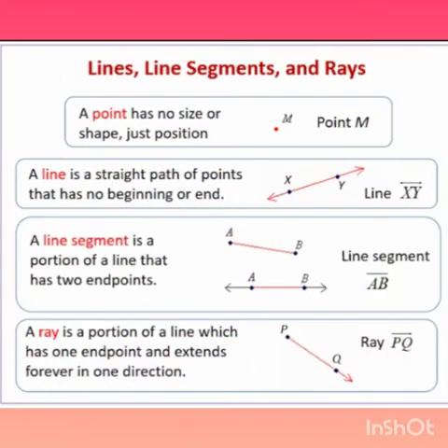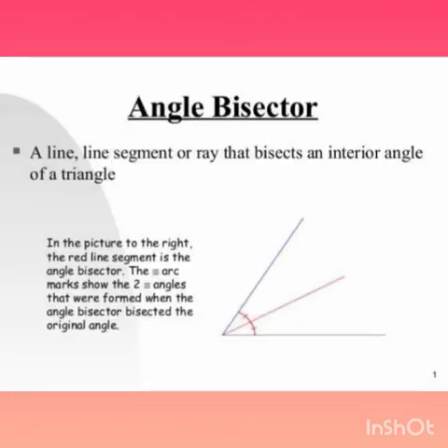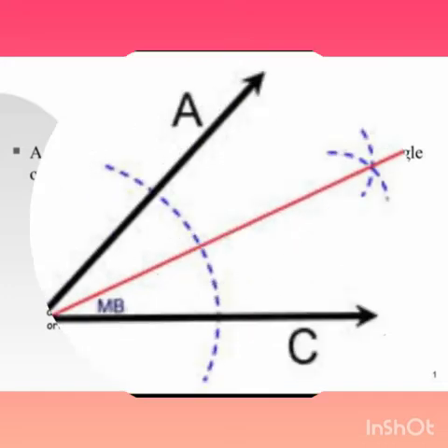Students, in 6th standard we have learned about point, ray, line segment, collinear lines, concurrent lines. Now we will learn this topic in detail. So we are going to learn about angle bisector. Our first topic is angle bisector. So what is an angle bisector? A line which divides an angle into two equal parts. How many parts? Two equal parts.